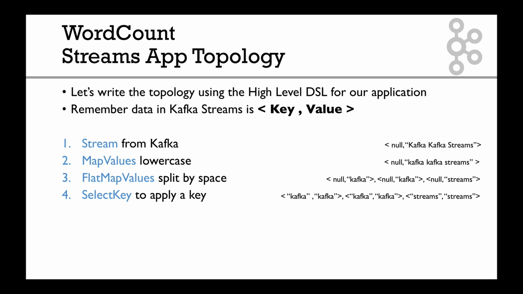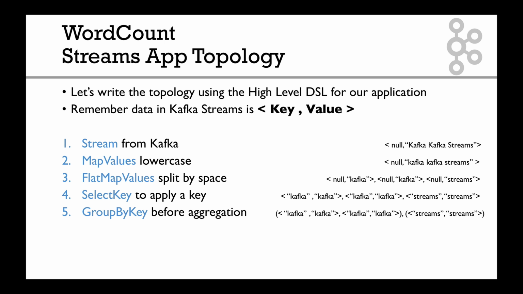Then we're going to do a select key. Select key is an operation to replace the key of a message and do whatever you want with the key. In this case, we want the key to be equal to the value, okay? So we'll have Kafka, Kafka, and again, streams. You'll see why. Because in Kafka Streams, before you aggregate anything, you do a group by key.